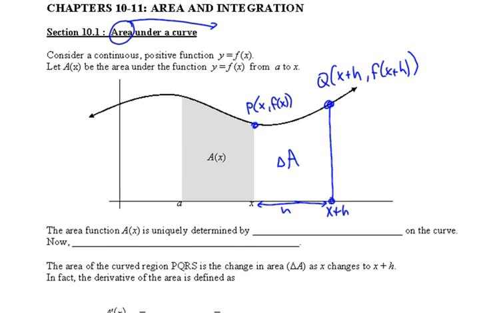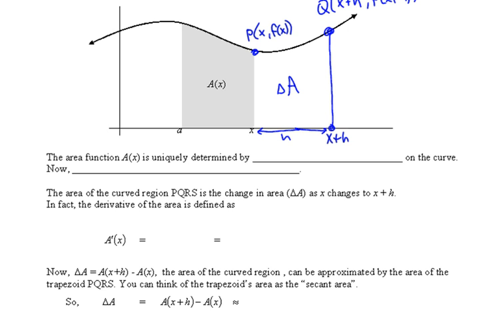The area function, A of x, is uniquely determined by the position of point P on the curve, which makes sense, right? The area underneath is going to change based on where you are located.